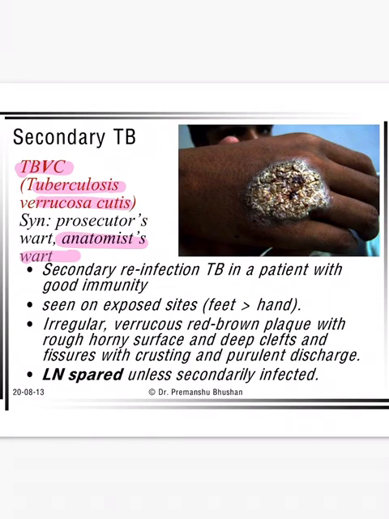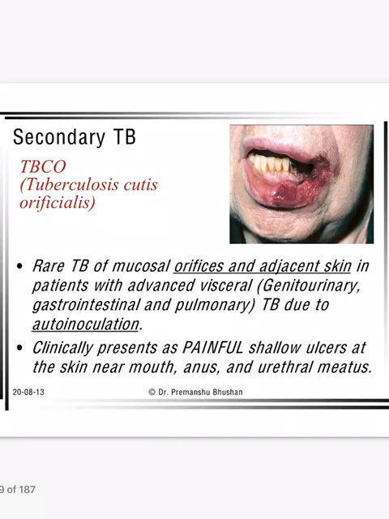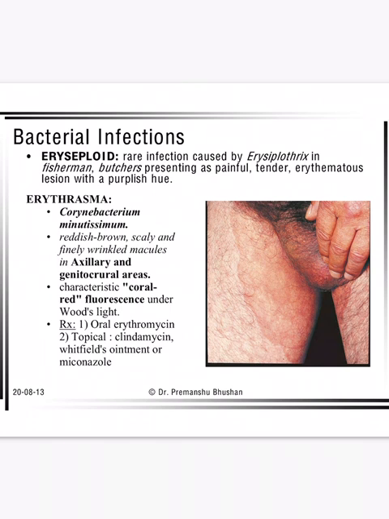Okay, then tuberculosis verrucosa cutis. This is also known as anatomist's wart. This is secondary reinfection TB, guys. See, you can see the warty appearance of the lesion, guys. Okay, then scrofuloderma. This is the most common cutaneous TB in India, guys. Okay, then this is not important, guys.